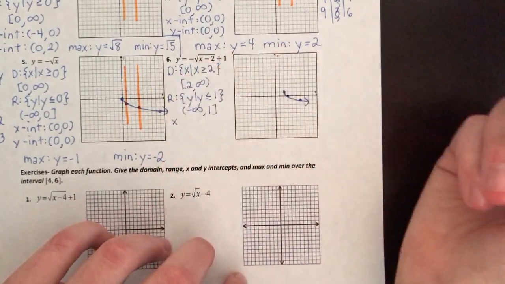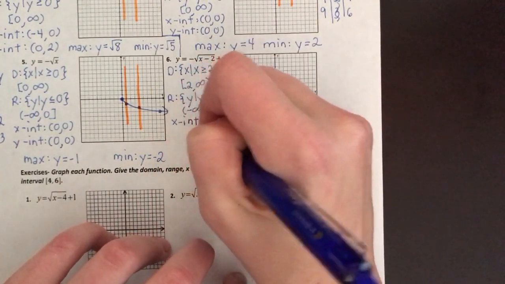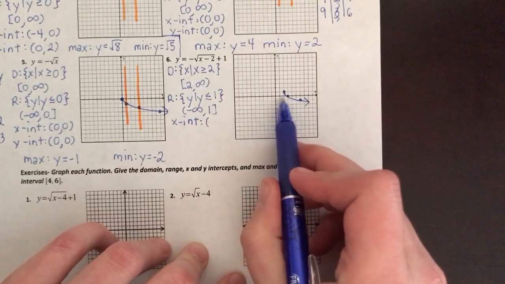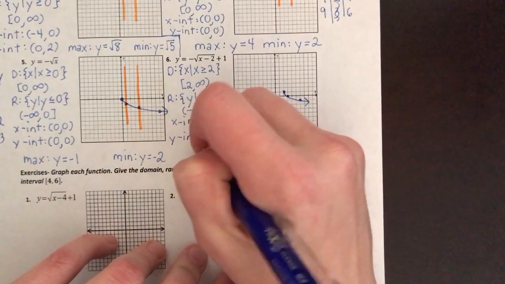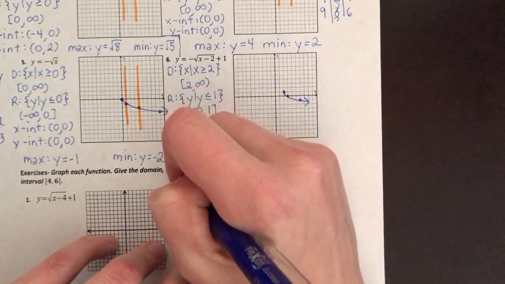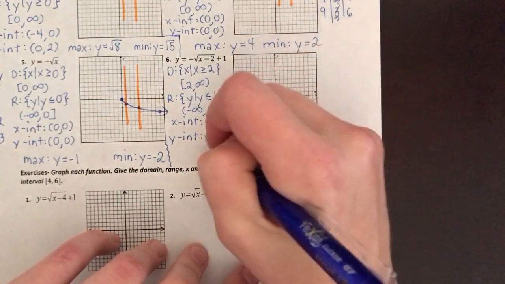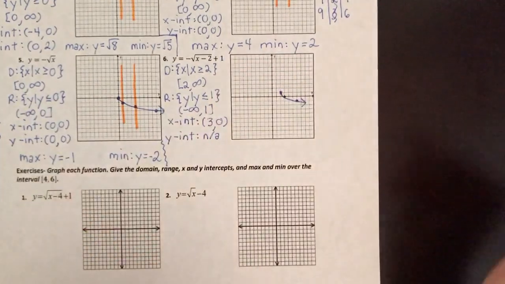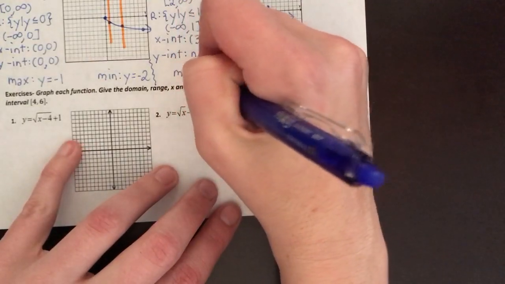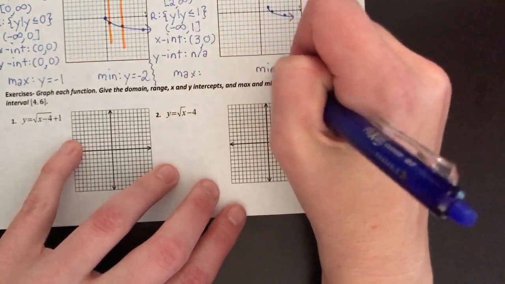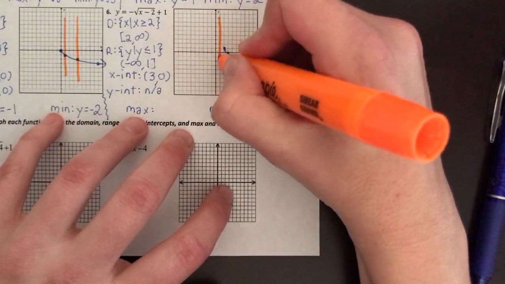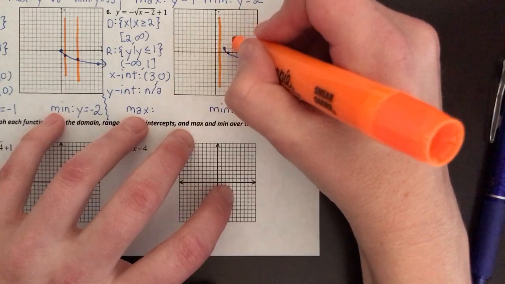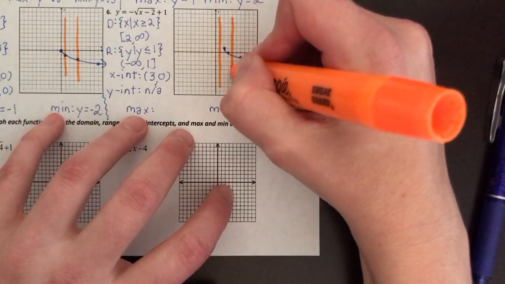Okay, and then the x-intercept, a nice whole value, is (3, 0). The y-intercept on this one is actually non-existent, not applicable. Okay, and then the max and the min on this one, we're talking from 1 to 4.